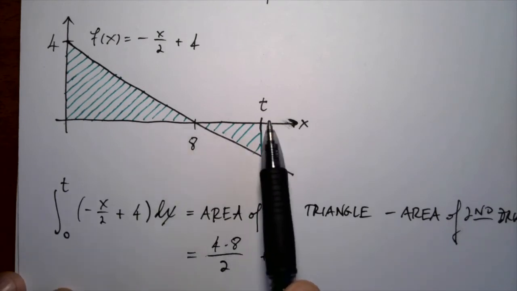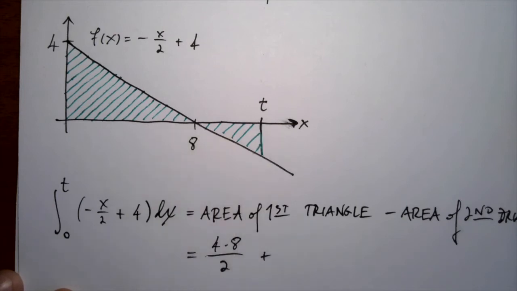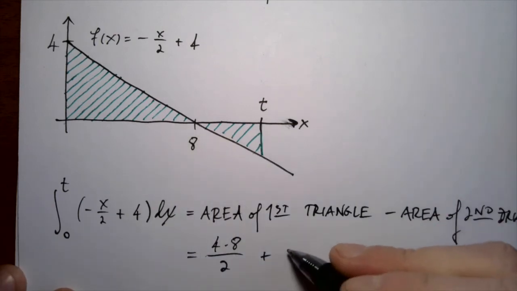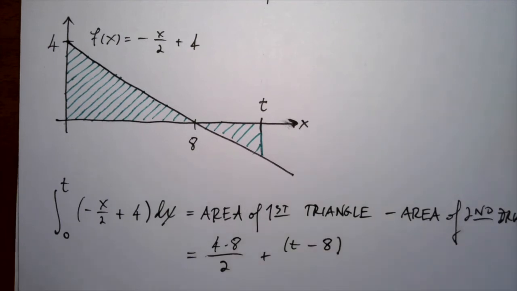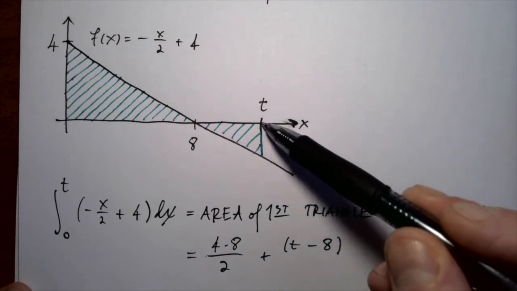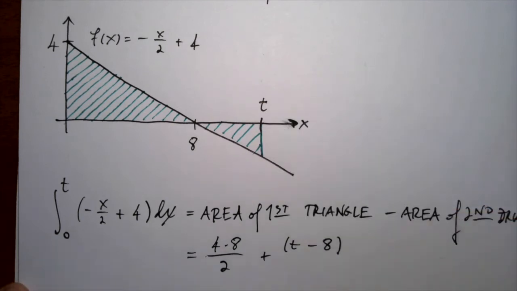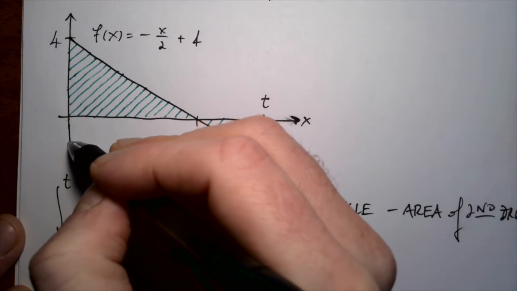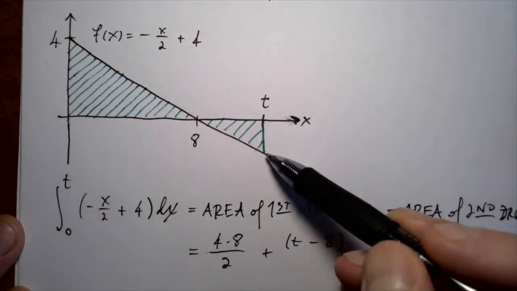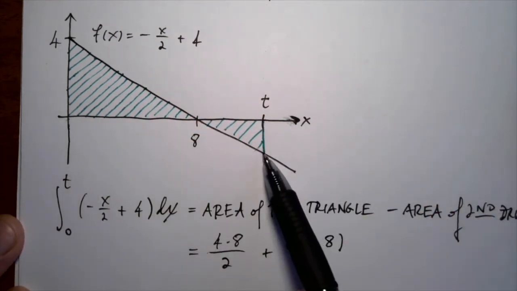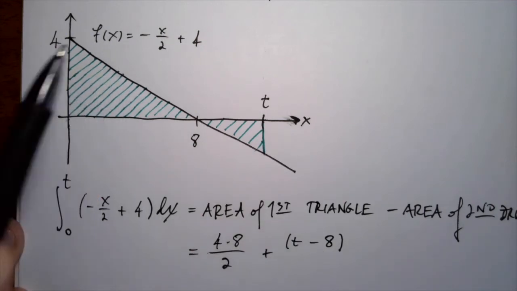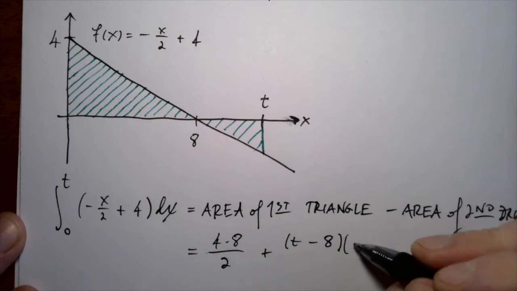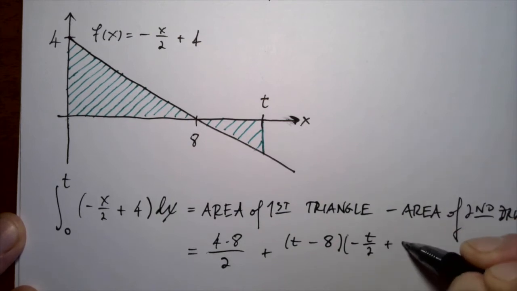Well, its base is the distance from 8 to t. So that's given by t minus 8. That'll be the base of that second triangle. What about the height of that second triangle? We're going to think about that height in the negative direction, right? It's below the x-axis. So we're going to go down by this amount. What's this y value? Well, it's precisely the output of the function, again, when you plug in t. It's minus t over 2 plus 4.